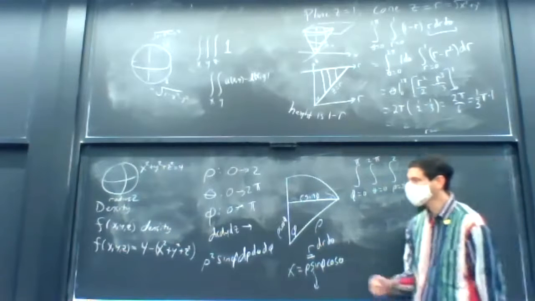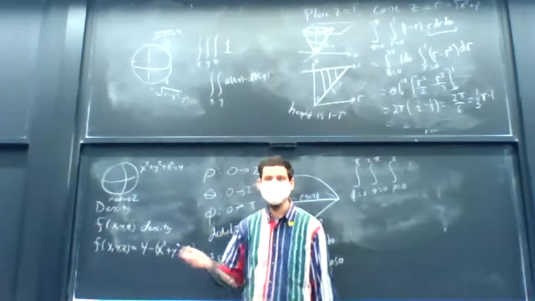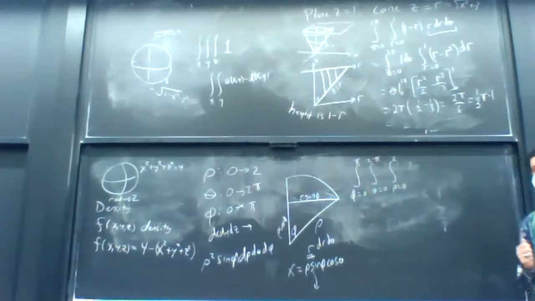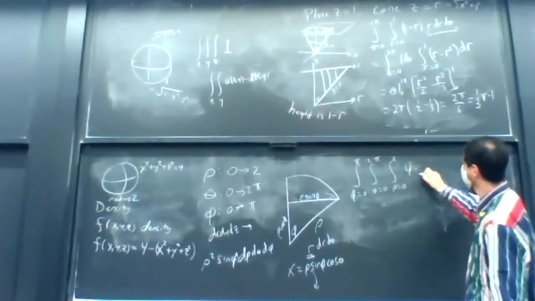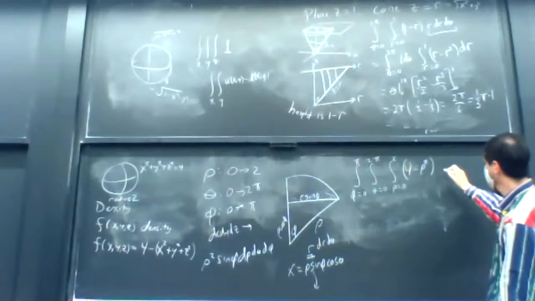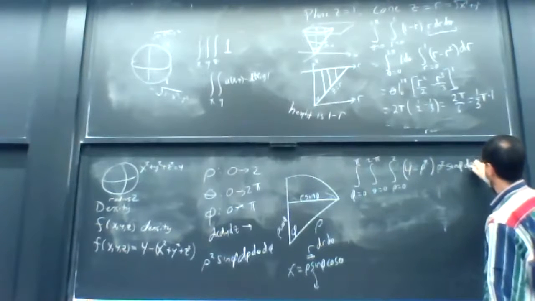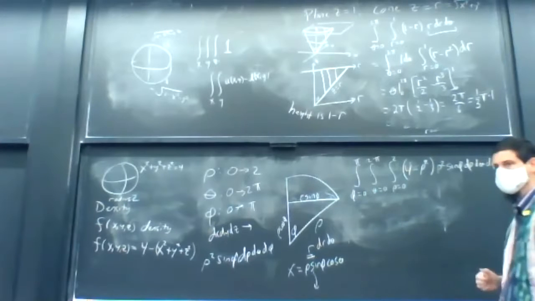But I claim I don't need that. What does 4 minus x squared plus y squared plus z squared look like in spherical coordinates? It's 4 minus rho squared. And then we have rho squared sine of phi d rho d theta d phi.